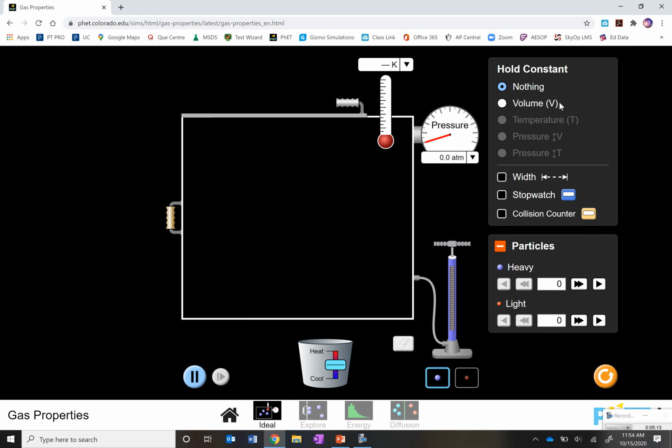We can keep nothing constant. We can change the types of particles and a few other things. We're only going to use one type of particle for now. So I'm going to pump some gas into this closed container.